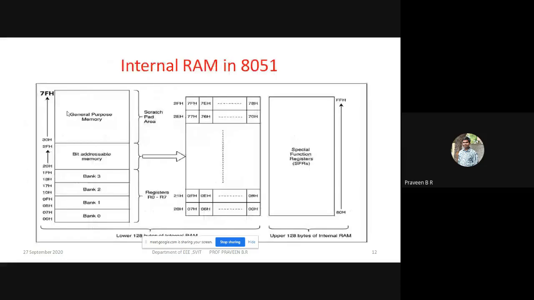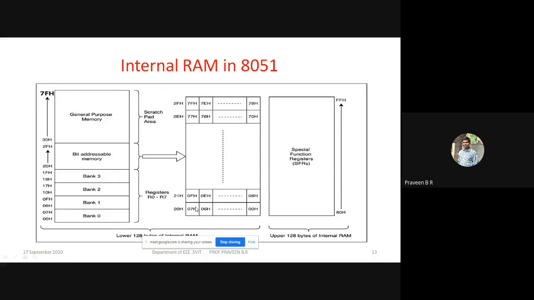Let us understand the structure of the internal RAM in 8051 microcontroller. An internal RAM consists of what we call the register banks from 00 to 1FH. We have four register banks: bank 0, bank 1, bank 2, and bank 3. From 20H to 2FH, we have a bit addressable memory, which is used for storing 8-bit data. So from 20H to 2FH, we are going to store that data inside the microcontroller.